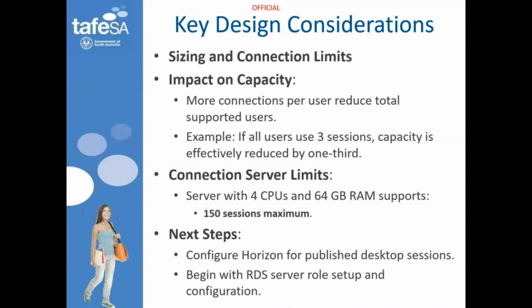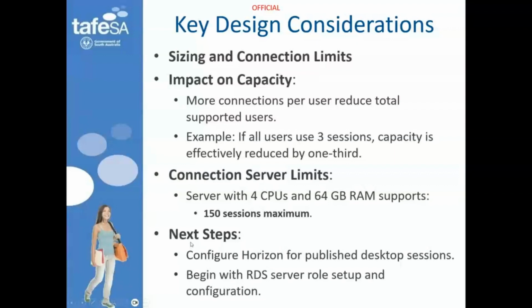Let's say you had 150 connections configured, and each one uses free connections, then obviously you can only have 50 users. So the connection server limits: servers with 4 CPU cores and 64 gigs of RAM support a maximum of 150 connections per server. Okay, so that's when you've got to have that second connection server, and third and fourth potentially.